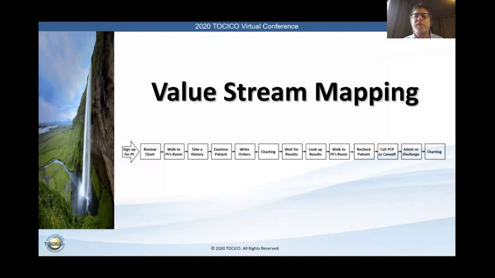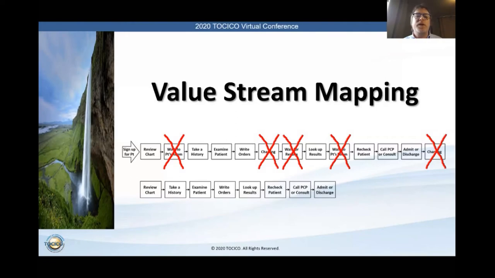If we consider each step as value add or non-value add from the perspective of the patient, we can identify steps that might help out the provider, but that don't add value for the patient. If we can then figure out ways to eliminate these non-value add steps, or at least minimize them, then we've dramatically improved our constraint's efficiency.